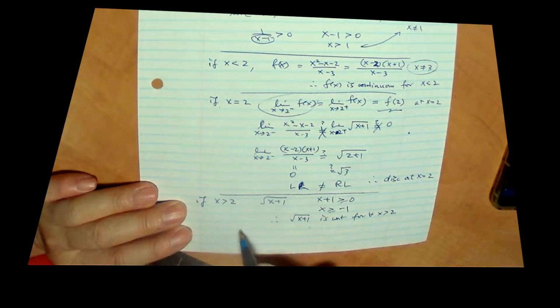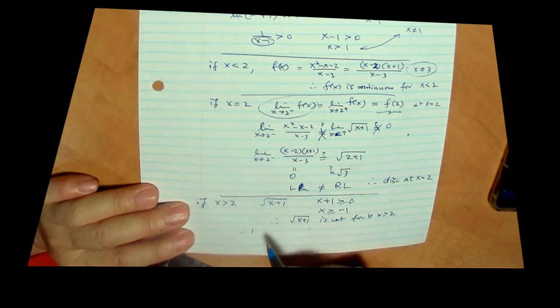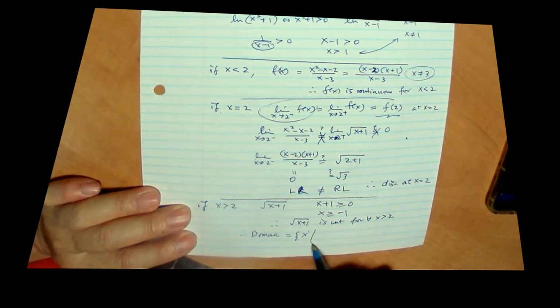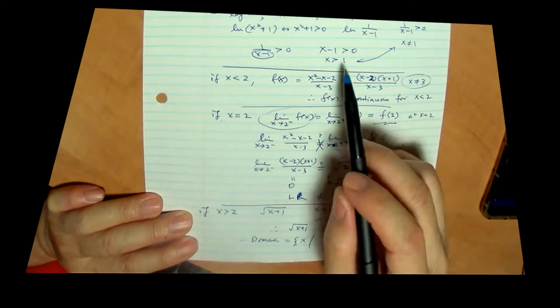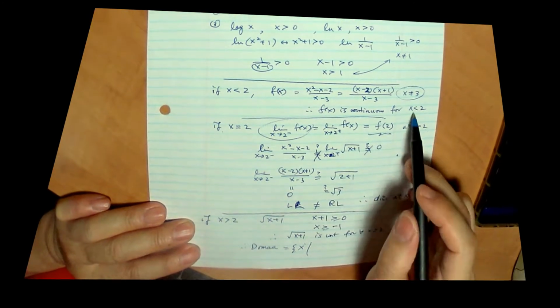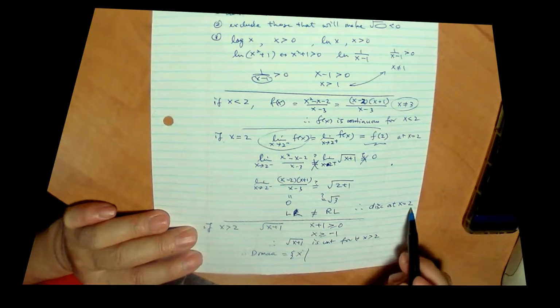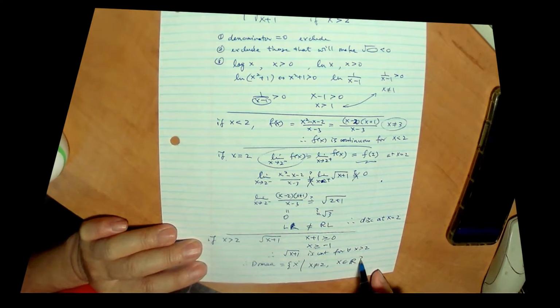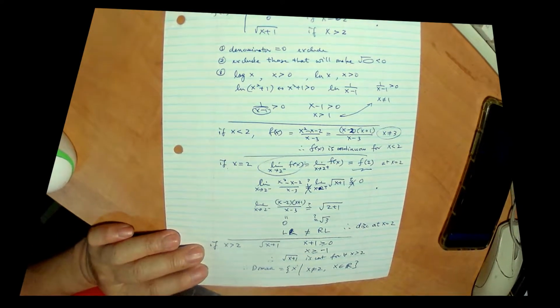Okay? Therefore, the domain of continuity, that means telling me all the x's where the function will be continuous. In this case, it will be continuous for all x less than 2, greater than 2, but not at 2. So that is, x does not equal 2, but x is any other real number. So this is the domain of continuity.